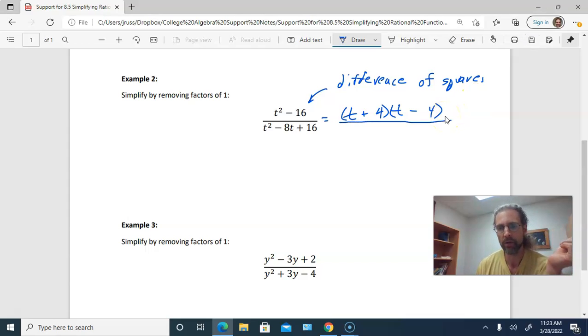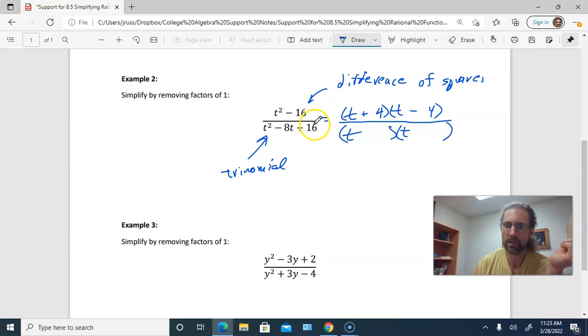Now for the trinomial that's on the bottom, we don't have to use the AC method because there's not a number in front of the t squared. So if you remember from class, this one's similar. We need t times t to get the t squared back, but then we have to look at this constant, 16, and we have to find factors of 16 that when added together will give us this middle coefficient, which is negative 8.